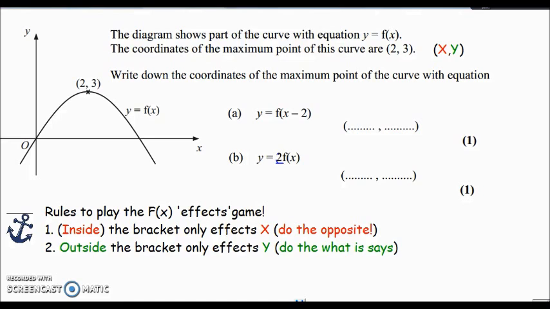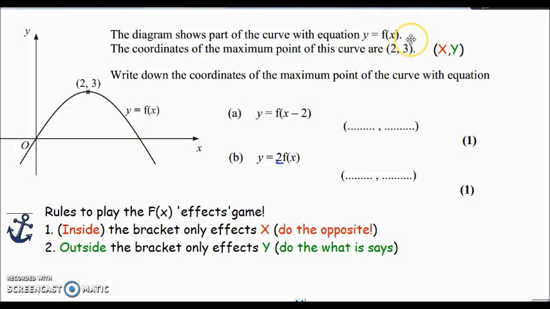Okay then, right, the final topic. Now this one is like the A-star topic at the back of the paper. Some of us might never even look at this, but I want you to have a go at it. If you see this type of question, let's have a go at it, okay? Let's get a couple of marks. So, this topic is to do with, normally you've got some sort of curve and there's a coordinate given to you on the curve. So it says the diagram shows part of a curve with the equation y equals f(x).